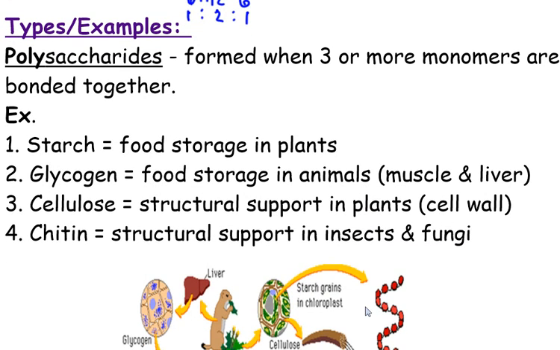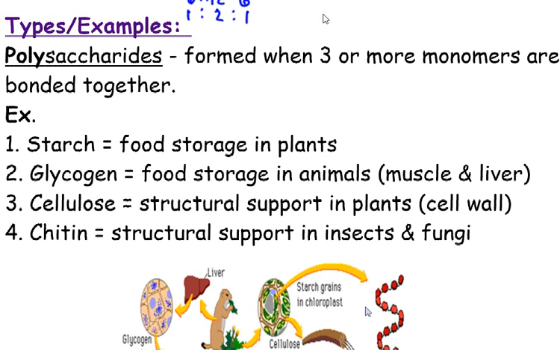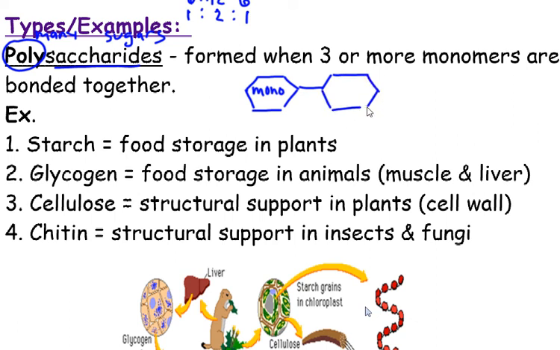So examples. When we have 3 or more monomers, we call them a polysaccharide. Poly simply means many. Remember, saccharide means sugar, so basically just many sugars bonded together. A lot of times your sugars will have that nice hexagon shape. So think of it like that. This is a monosaccharide. When we have two of them bonded together, think about what a prefix for two could be.